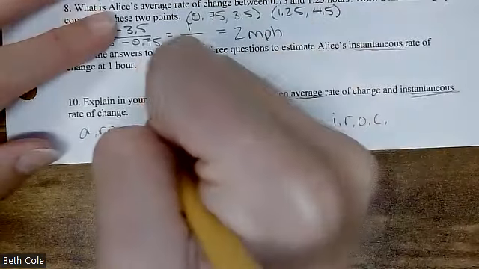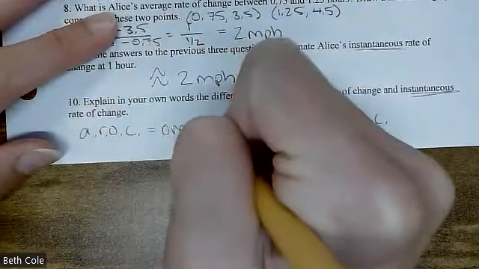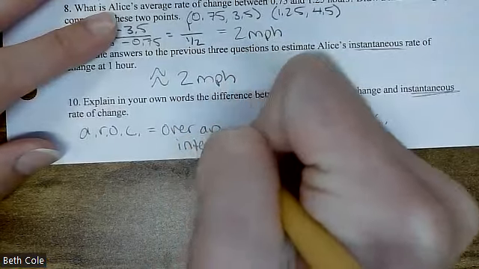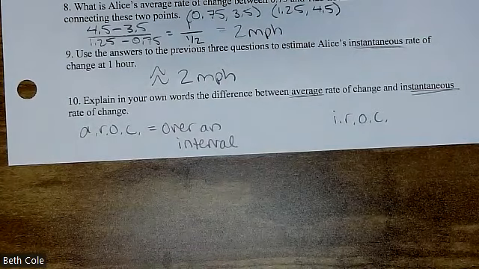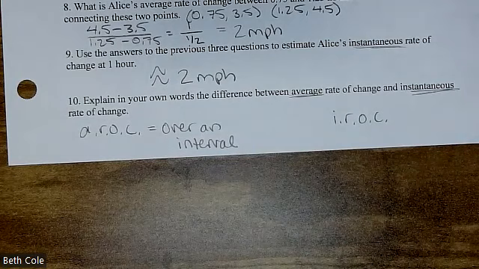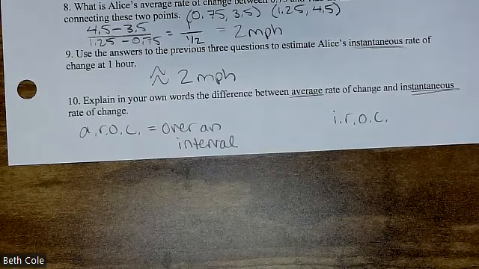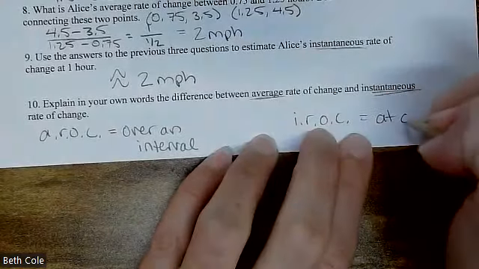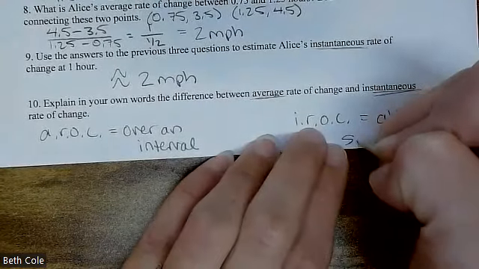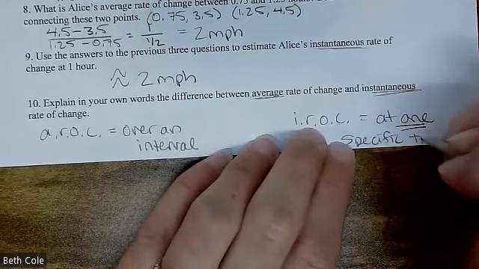Average rate of change is over an interval. So it's an average. If I said I went on a road trip for 6 hours and I averaged 55 miles per hour, does that mean I went 55 the entire time? No, I might have gone faster, I might have gone slower, but I averaged 55. Instantaneous rate of change is at one specific time.